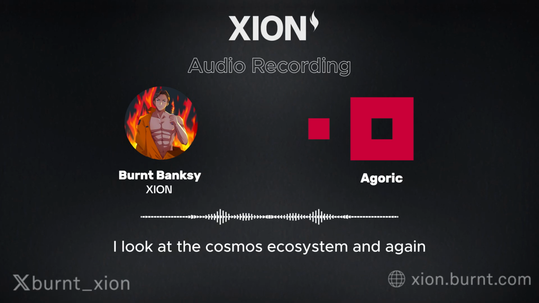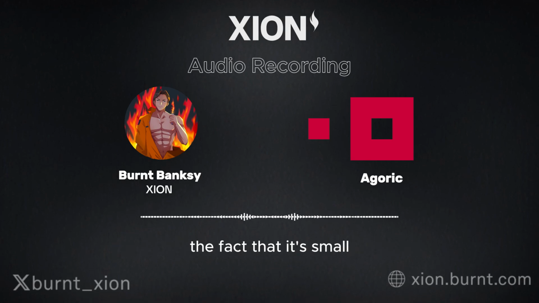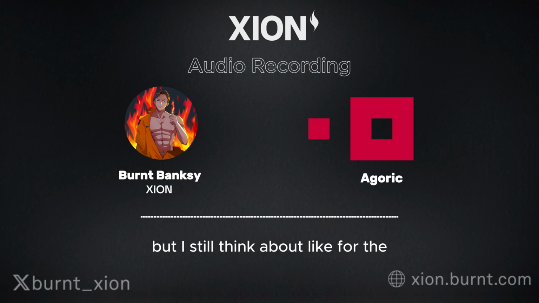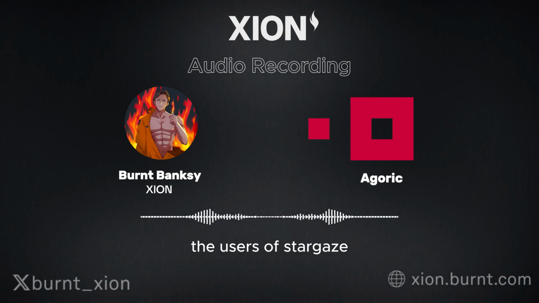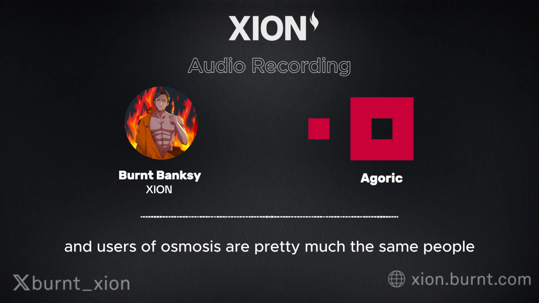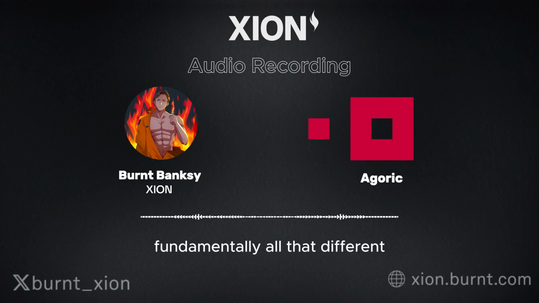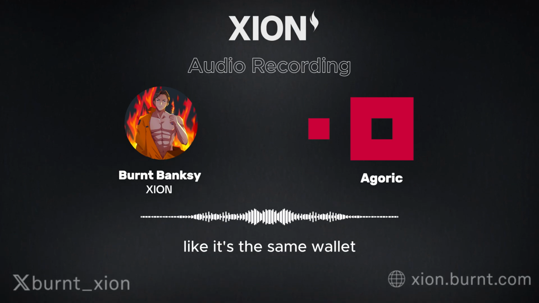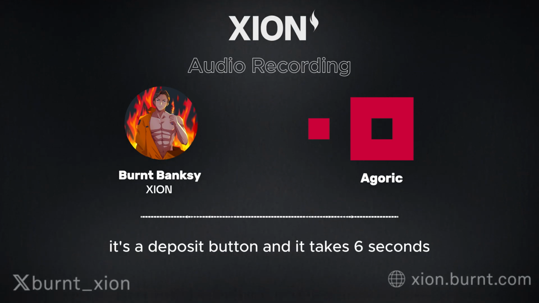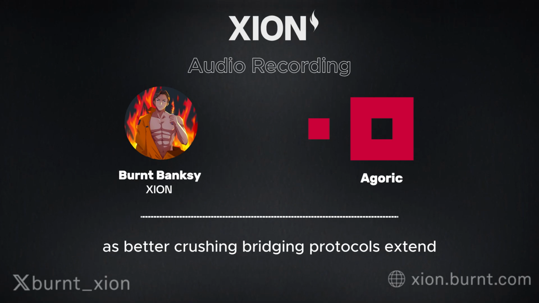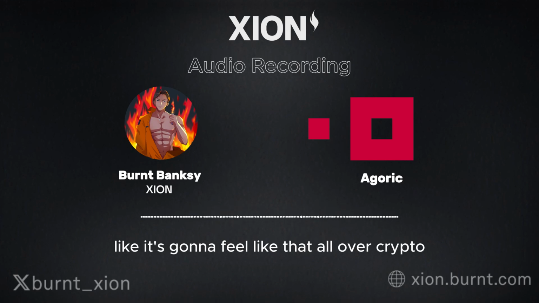as soon as I look at the Cosmos ecosystem, and again, the fact that it's small makes this maybe not a great example, but the users of Stargaze and the users of Osmosis are pretty much the same people, and they don't view those things as fundamentally different. It's the same wallet, and if I want to move assets, it's a deposit button and it takes 6 seconds. As IBC extends and better cross-chain bridging protocols extend, it's going to feel like that all over crypto.